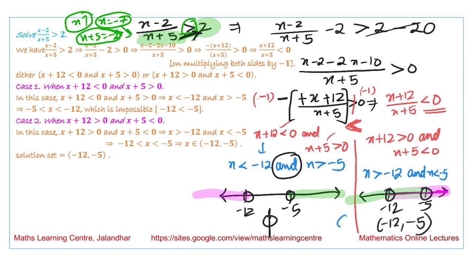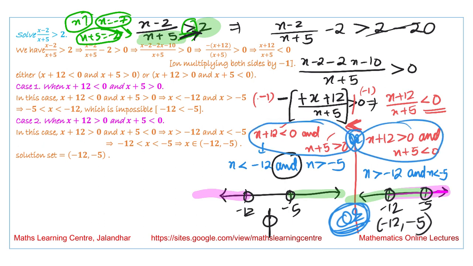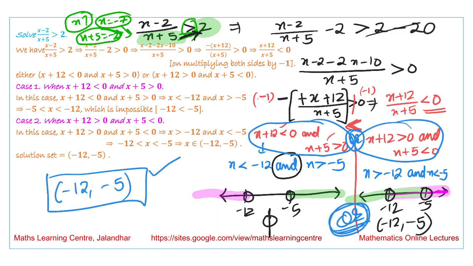And we have 'or' in between these two values. This thing can hold or this thing can hold. So the union of these two, the final answer we obtain is minus 12 to minus 5. So this is the solution set for this inequality.